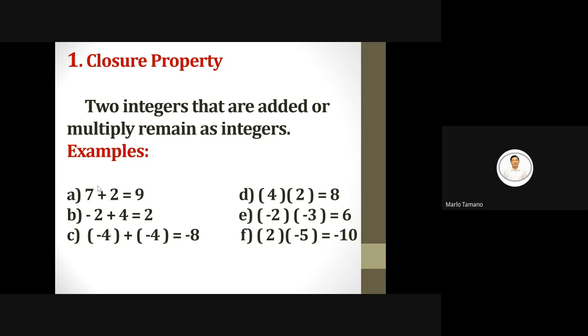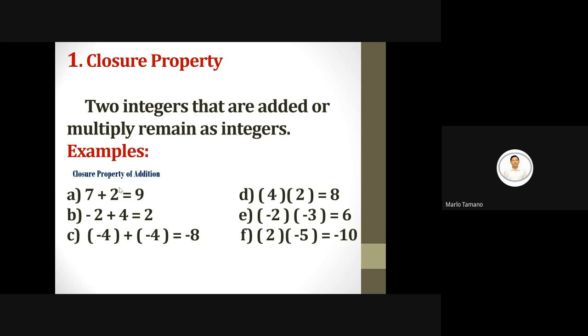Example letter A, 7 plus 2 is 9. Letter B, negative 2 plus 4 is 2. Letter C, negative 4 plus negative 4 equals negative 8. And all of these are under what? Closure property of addition. And that is correct. The next one is letter D.